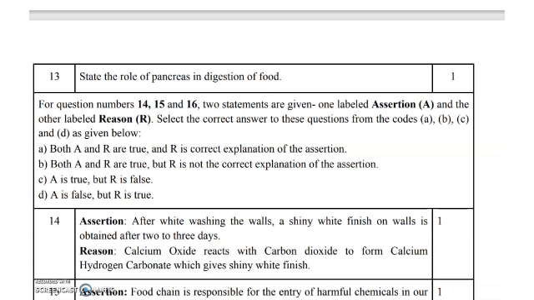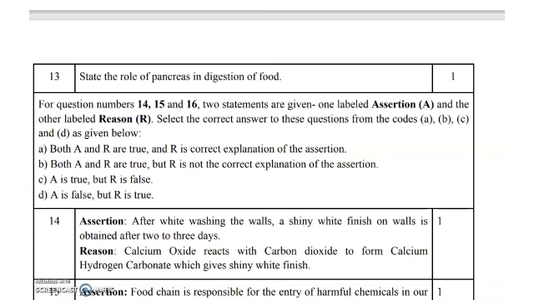Here the first question is also from chemistry. Assertion is, after whitewashing the walls, a shiny white finish on the wall is obtained after 2-3 days. So after whitewashing, after 2-3 days we can see a shiny white finish on walls. The reason given is that calcium oxide reacts with carbon dioxide to form calcium hydrogen carbonate, which gives the shiny white finish. In the whitewash calcium oxide is there, and it reacts with carbon dioxide to form calcium hydrogen carbonate. Because of that it is shining.